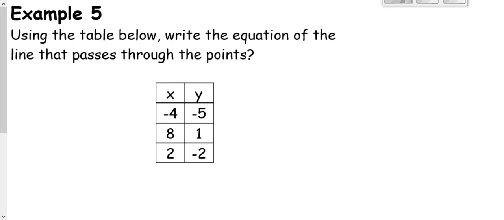Let's look at this one. First of all, just to show you, do any of our x values equal 0? Nope. So we're not given a y-intercept in this one. We have to go all the way through the steps. So why don't you start by finding the slope?